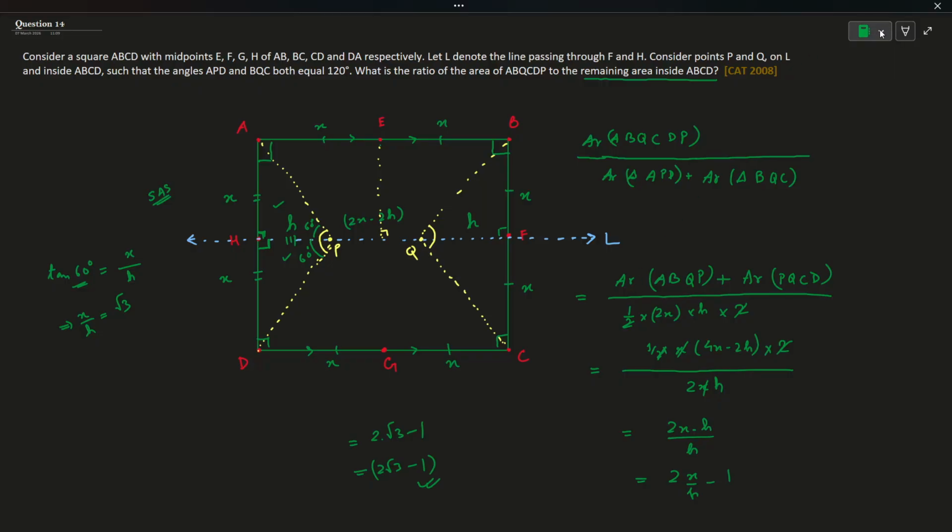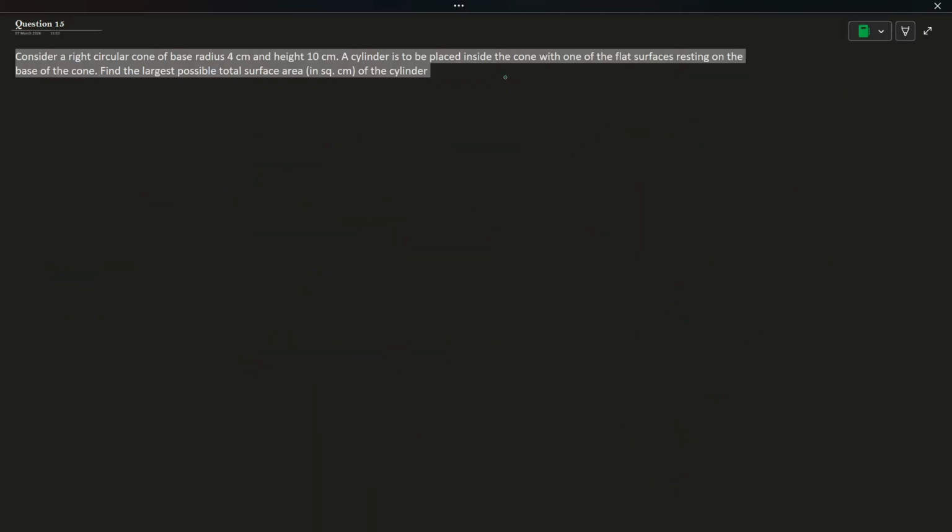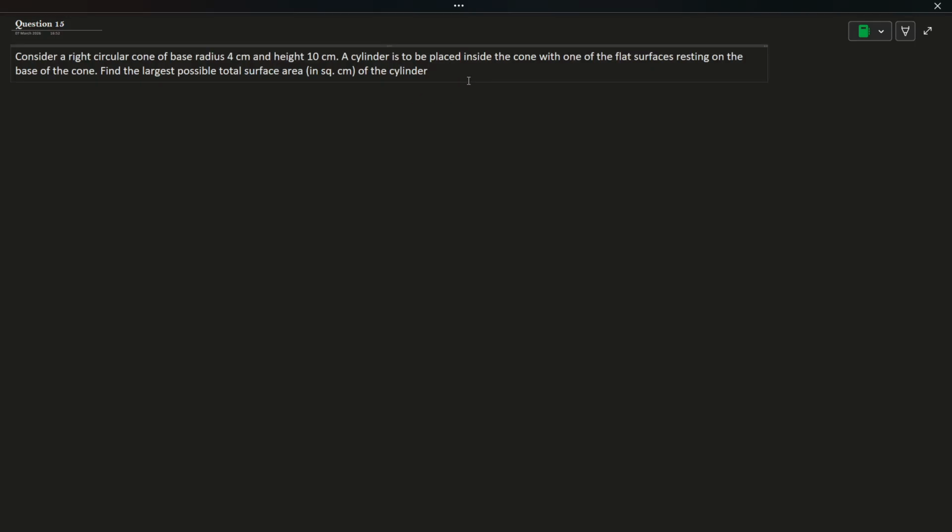Okay, let's move on to the next question. So we have a right circular cone of base radius 4 centimeter and height is 10 centimeter. A cylinder is to be placed inside the cone with one of the flat surfaces resting on the base of the cone. Find the largest possible total surface area in square centimeter of the cylinder.